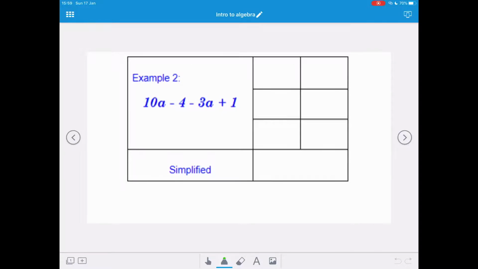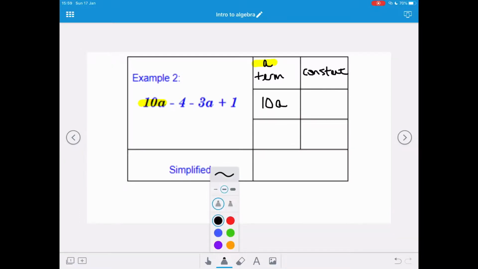Now in this example, we've got 10a take away 4 minus 3a plus 1. Again, we have 4 terms. This time we have 2 terms that are a terms, so our variable is a this time, and we have numerical values which are constant terms. So first of all, we're going to find the 2 a terms. So first of all, we've got 10a, and we're going to put that in the first box underneath the a term column. And then we've got a subtract 3a, so we're going to put minus 3a underneath the 10a.